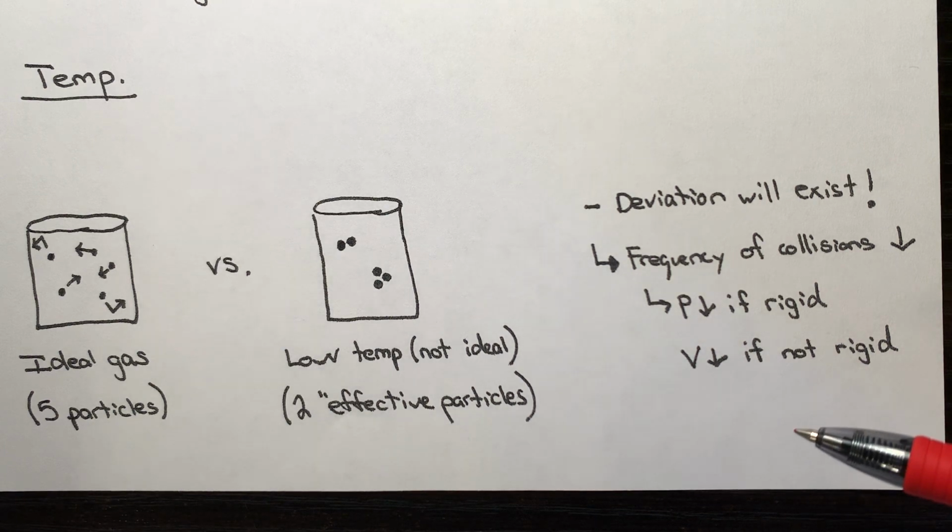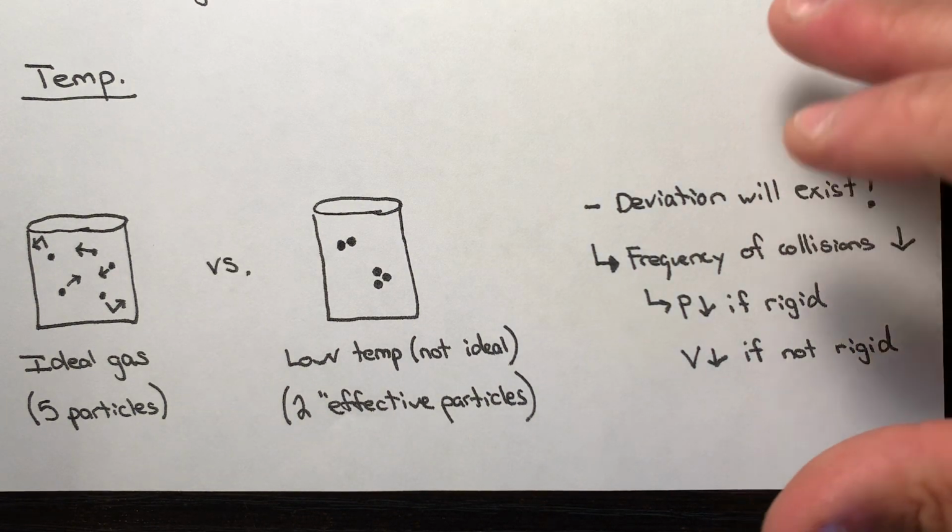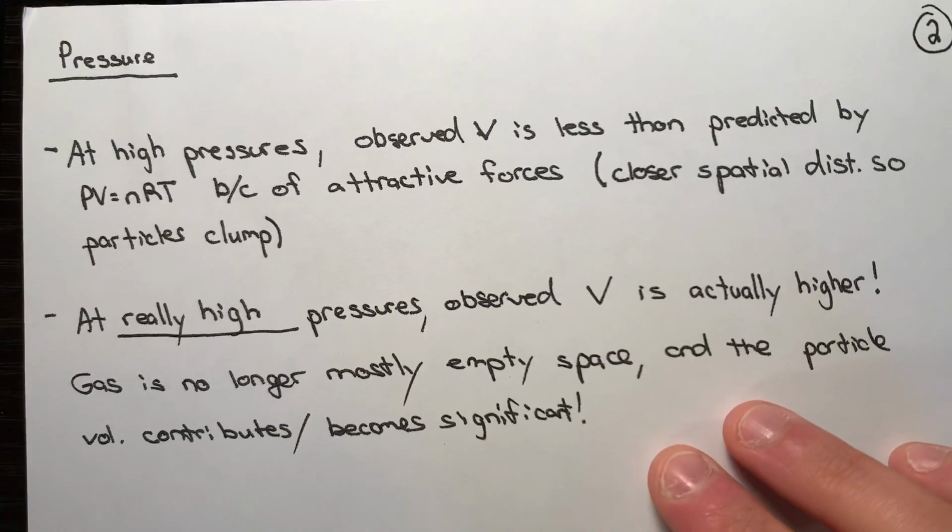So bottom line is, as far as temperature goes, we want to study gases when they are most ideal, so our models are as accurate as possible. And that means that we're studying gases at a really high temperature to largely eliminate the effects of intermolecular forces. Okay. Pushing on, let's take a look at the effects of pressure.